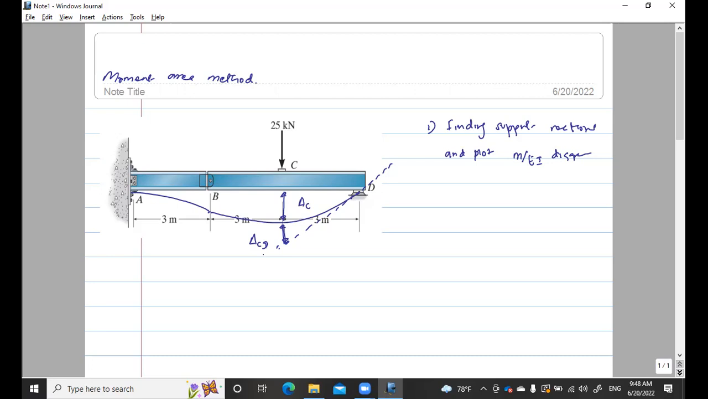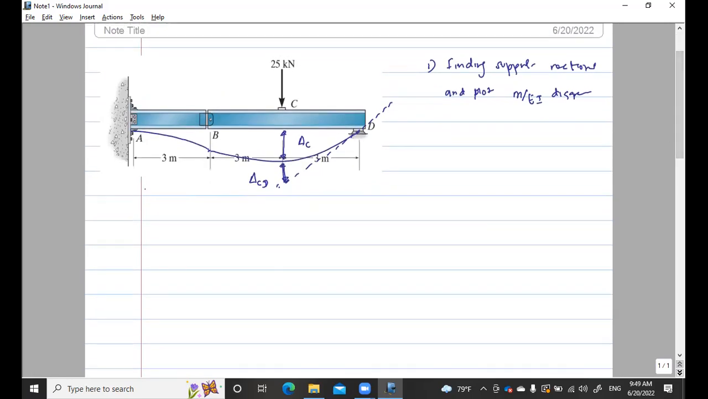Now let us see how we can play around and find this deflection at C. So first, anyway, we work out the moment diagram and then plot the M over EI diagram. Since EI is constant, we can plot the bending moment diagram and then plot the M over EI diagram, which will look similar to the bending moment diagram. So now the next step is finding the support reactions. Let me draw a free body diagram.